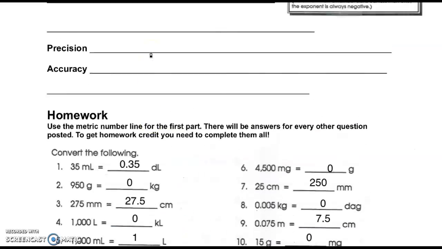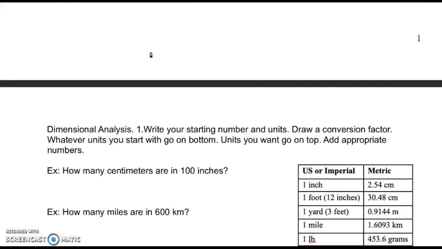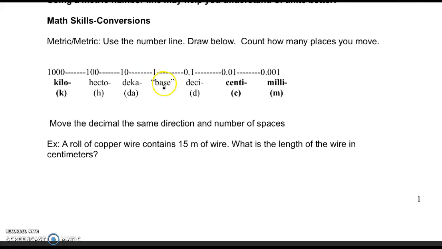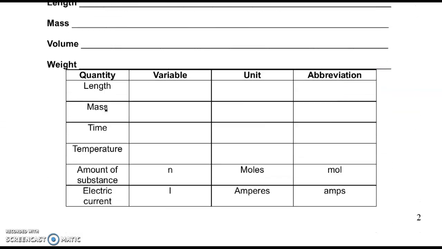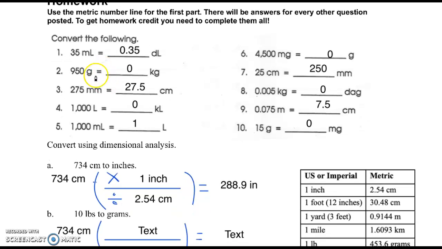Then I'm going to go to the kilo prefix. So I find my number line, and I'm going from base to kilo. 1, 2, 3 spots left. So I have to take my decimal and move it 1, 2, 3 spots left, which is going to give me 0.950 kilograms.